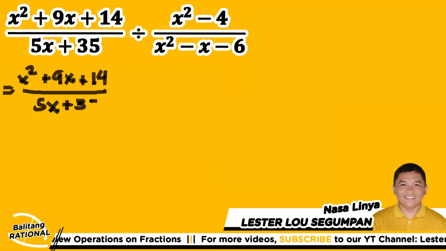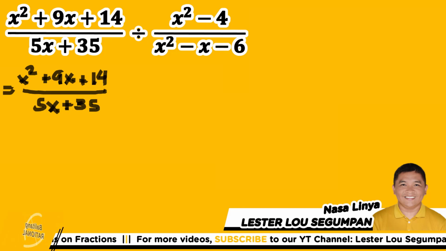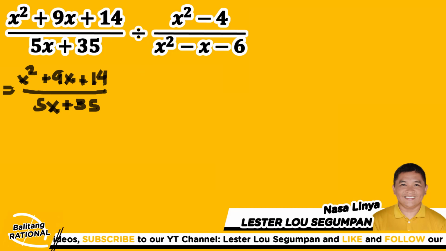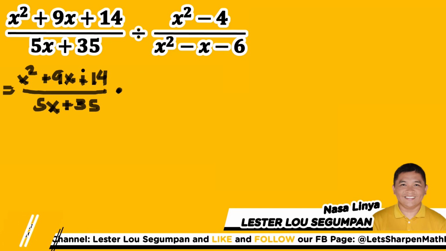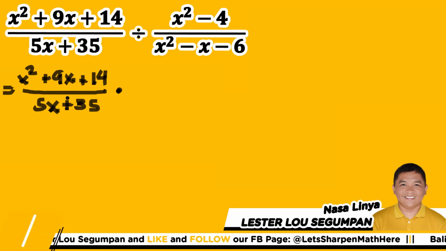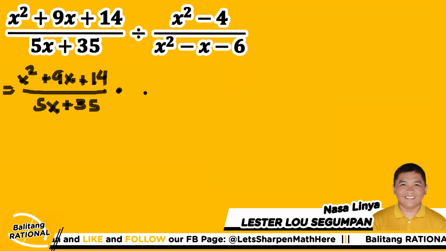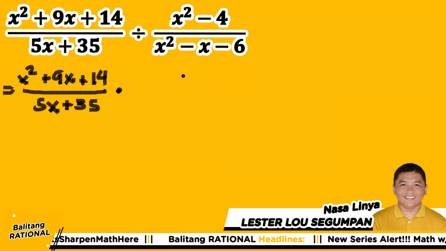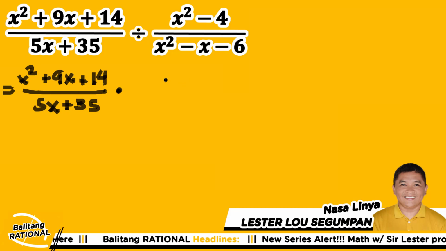Now, we are going to change the second process of our keep, change, flip method. Instead of division, we change this to multiplication. So we have kept our first rational expression. We change the operation from division to multiplication, and now we are going to flip our divisor. Flip in terms of reciprocating it po.